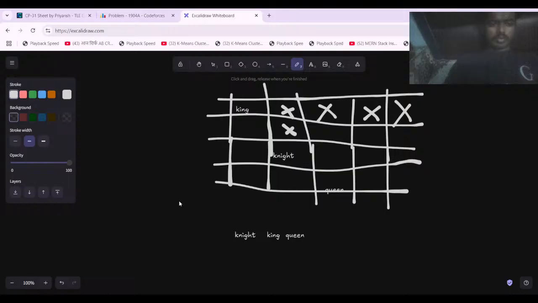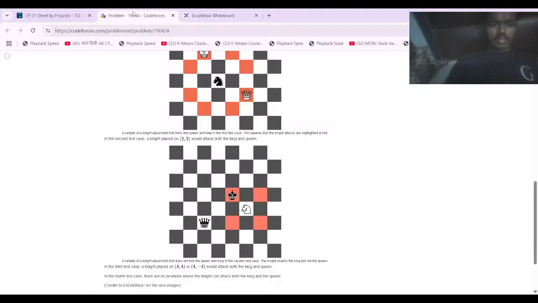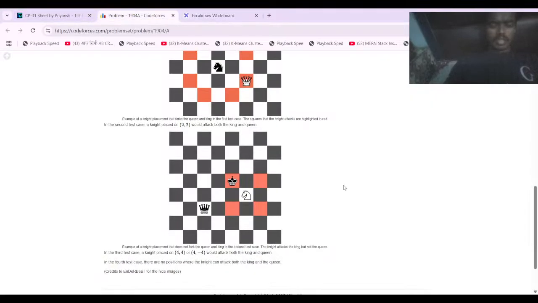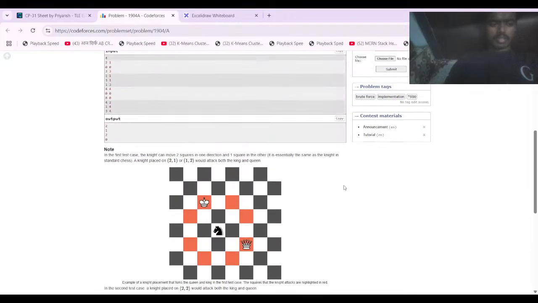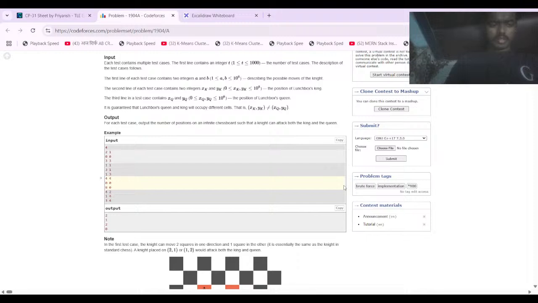And we want to find all such positions where, if the knight is kept there, it will attack both the king and the queen. This is the problem that we are trying to solve.